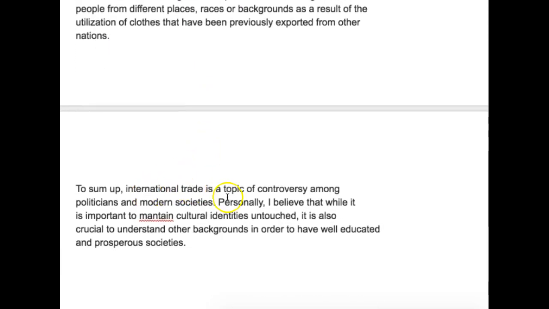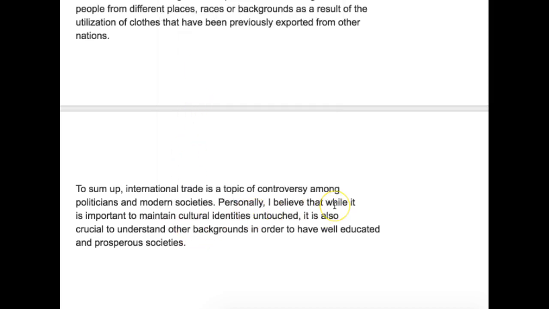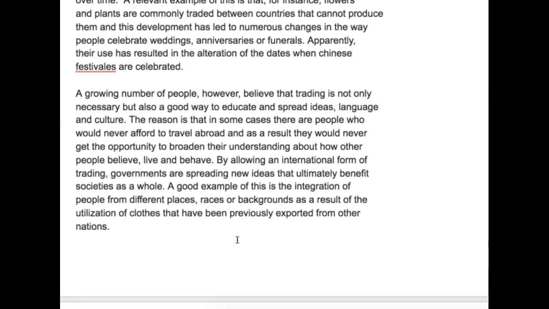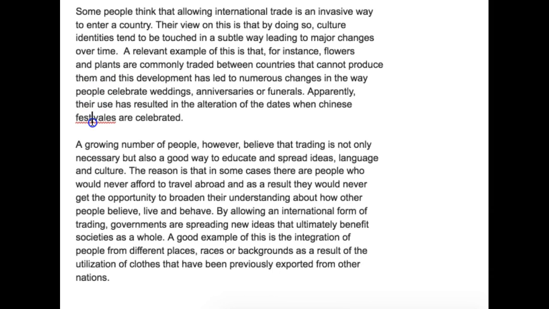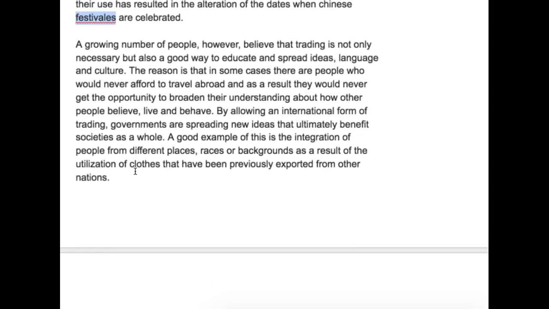To sum up, international trade is a topic of controversy among politicians and modern societies. Personally, I believe that while it is important to maintain cultural identities untouched, it is also crucial to understand other backgrounds in order to have well-educated and prosperous societies. Very, very good conclusion there. So it's excellent work here. I would put it between a 6.5 and a 7, maybe a 7, no, there's too many spelling mistakes, sorry. But this is a very good piece of work, Angelica.